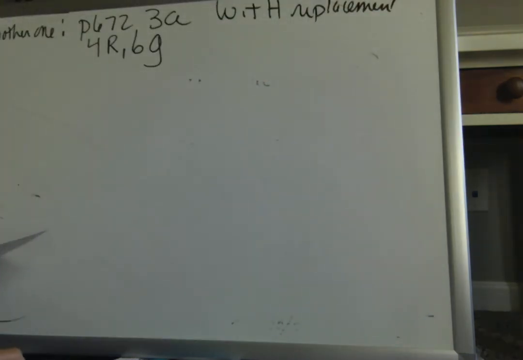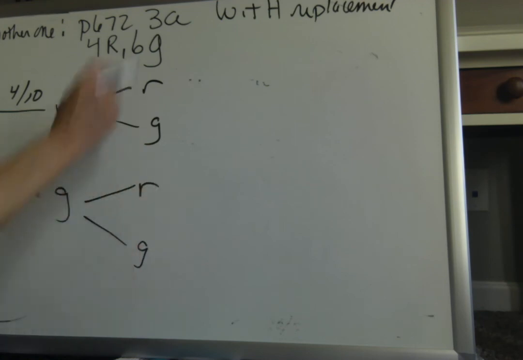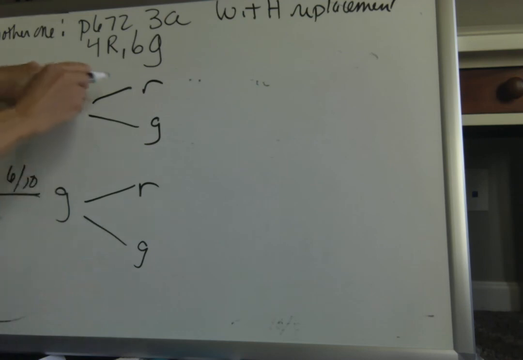Actually, this one should be a little bit easier. You can pause it and try it, then come back. All right, so 4/10 red, 6/10 green. Nothing different so far, right? But I put it back. It's with replacement. So red is still 4/10.